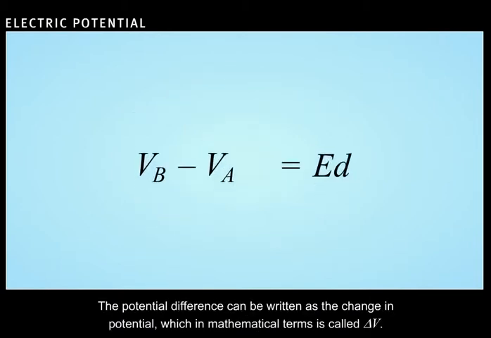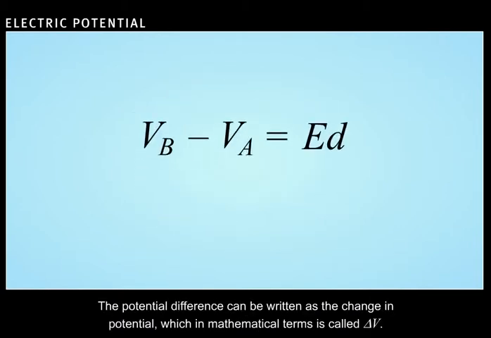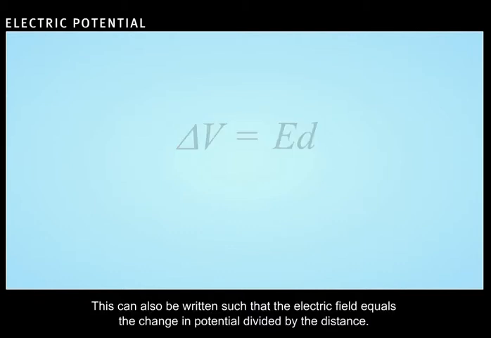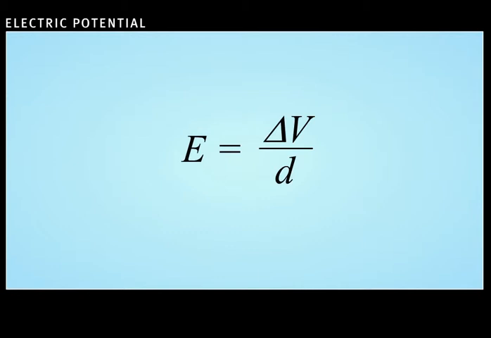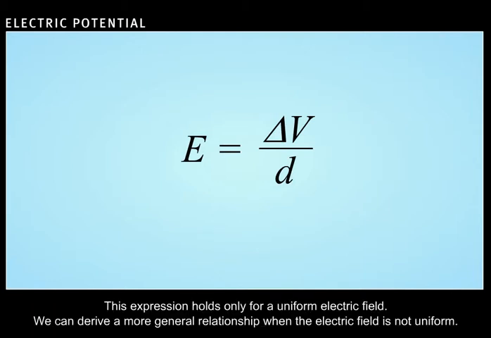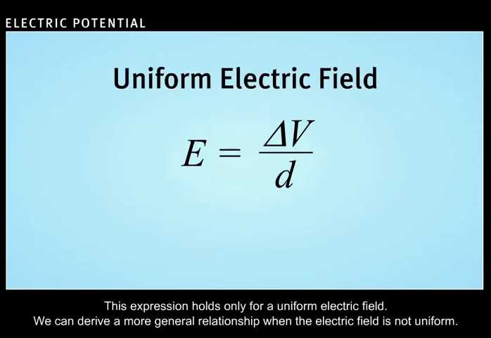The potential difference can be written as the change in potential, which in mathematical terms is called delta V. This can also be written such that the electric field equals the change in potential divided by the distance. In this form, you can see that another unit for the electric field is the volt per meter. This expression holds only for a uniform electric field.